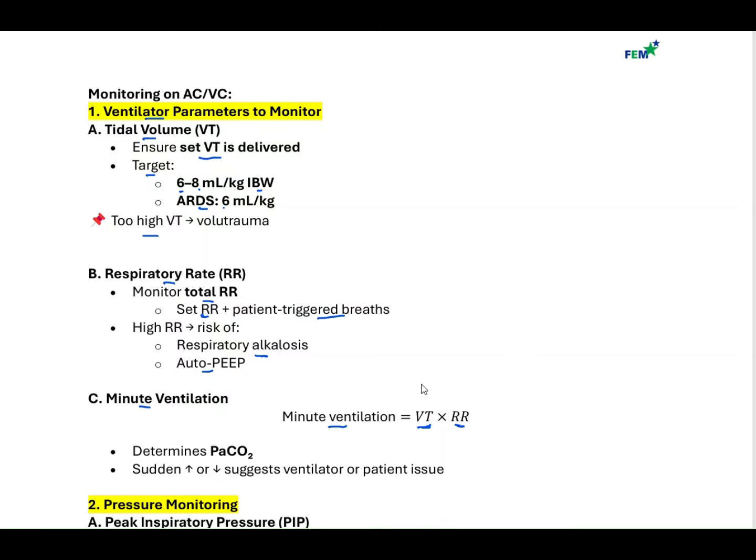And of course, we talk about the minute ventilation. As we know, minute ventilation is inversely proportional to your CO2. So if minute ventilation is high, your CO2 will be low. That's what we mentioned earlier: if the respiratory rate is too high, that could drive the CO2 low. And if the CO2 is low, then we say that the patient has respiratory alkalosis, guys.